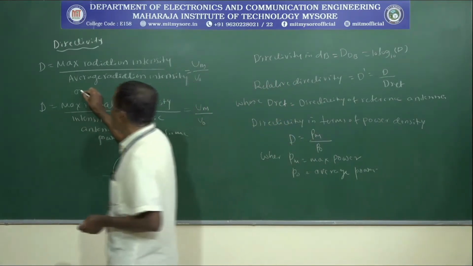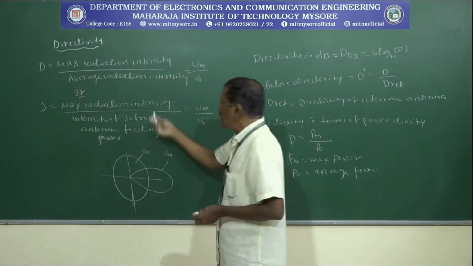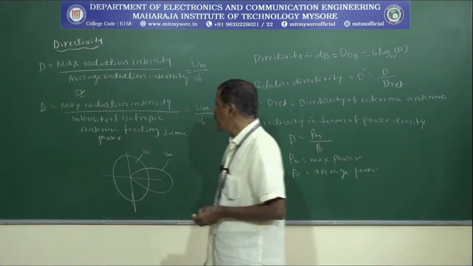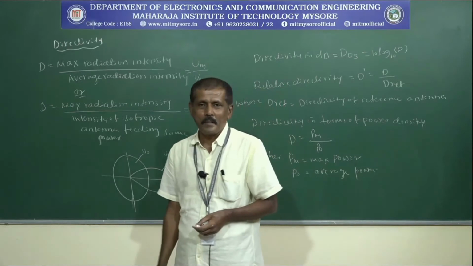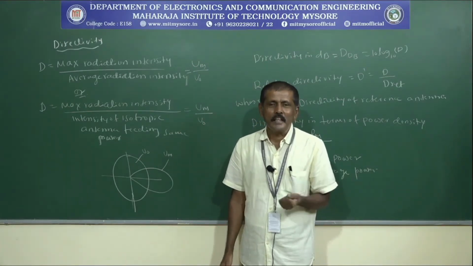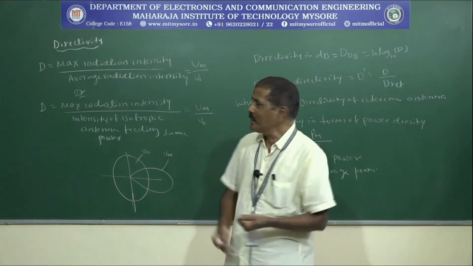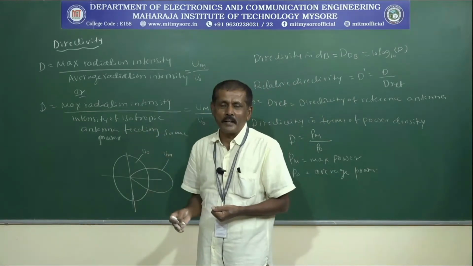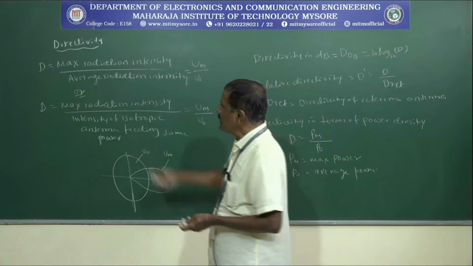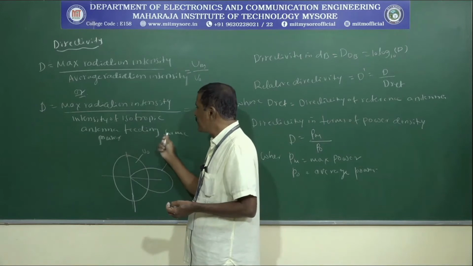Or this can also be defined as the ratio of maximum radiation intensity to the intensity of an isotropic antenna feeding the same power. As I already told, the isotropic antenna is the one which is taken as the reference antenna, and all other antenna parameters are compared with the isotropic antenna in order to calculate performance.